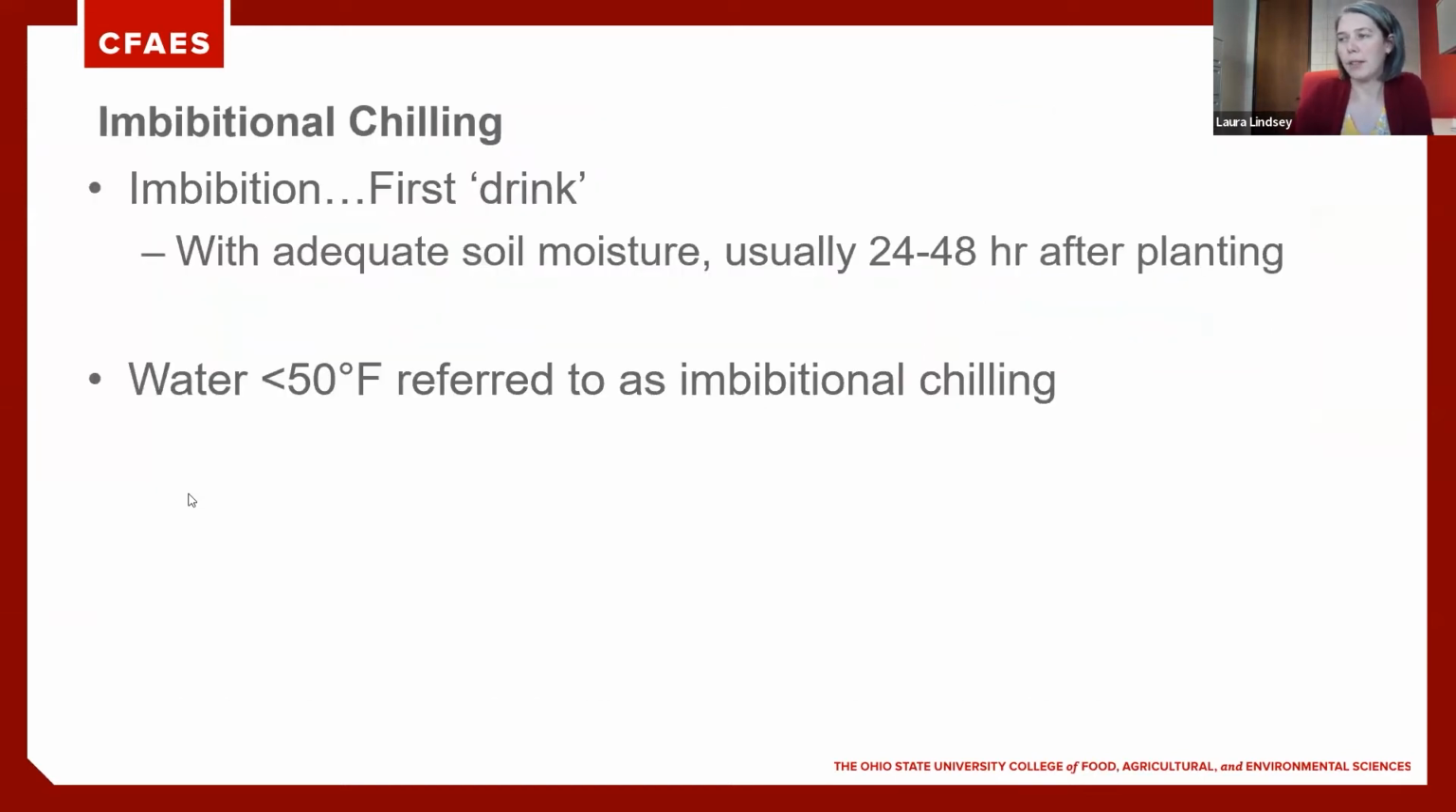Imbibitional chilling is when you plant your seed, and it could be corn or soybean, and that first drink that the seed takes up when it imbibes with water is cold. So if that water is less than 50 degrees, it's referred to as imbibitional chilling, and it can damage the soybean seed or corn seed.